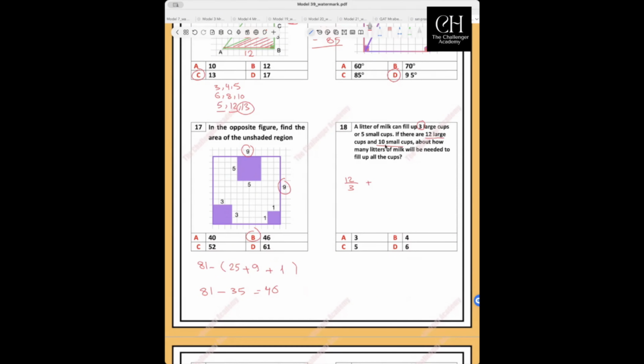Plus the small cups, you know that 5 small cups are filled with 1 liter. So for 10 cups, you just divide 10 by 5. Then add. This is for the large cups and this is for the small cups. So 12 divided by 3 will be 4. And 10 divided by 5 equals 2. So the answer is 6, which is D.